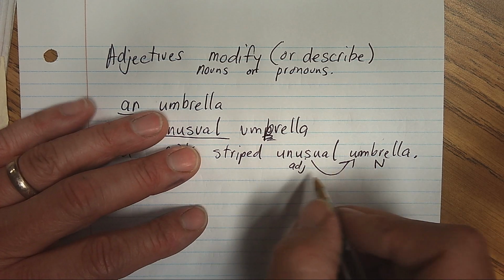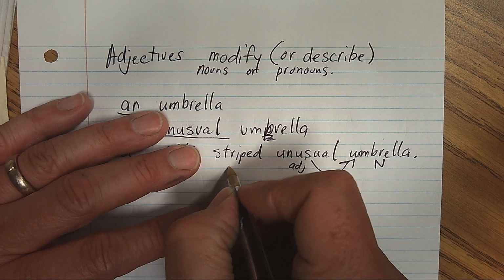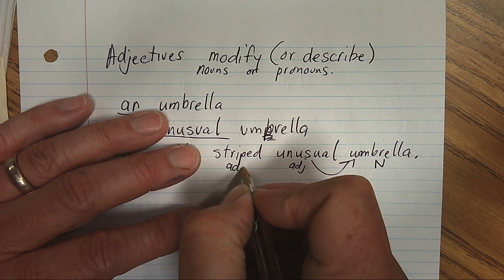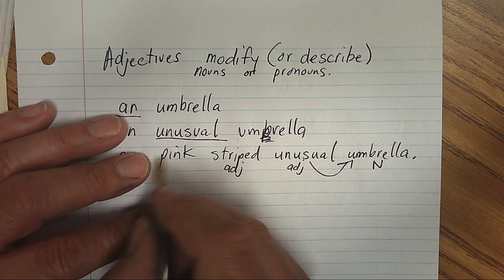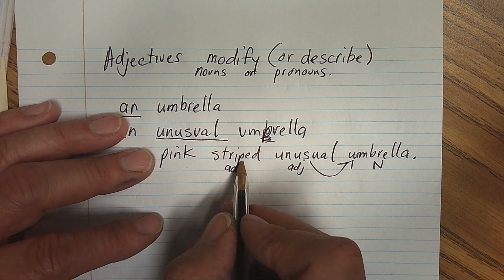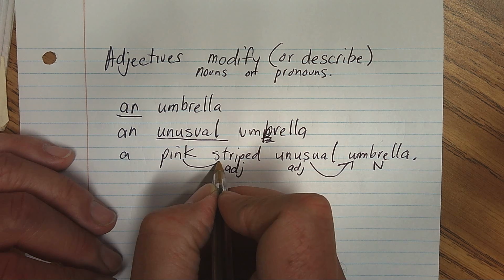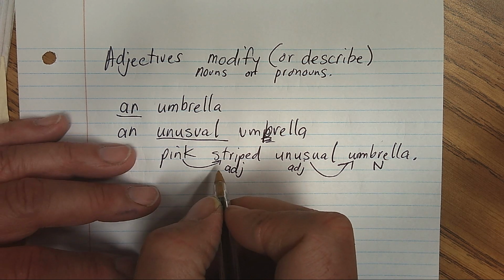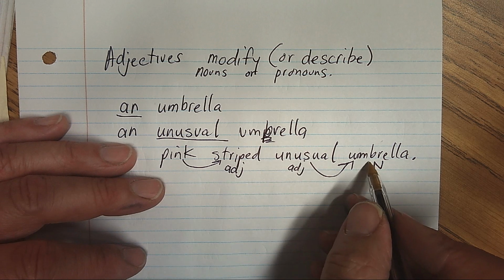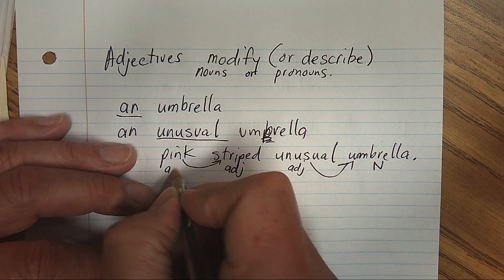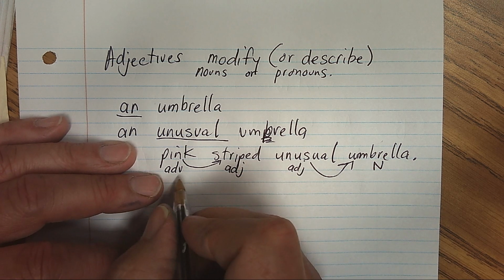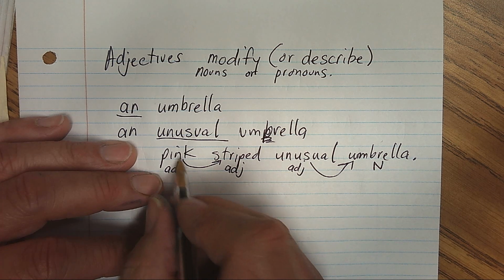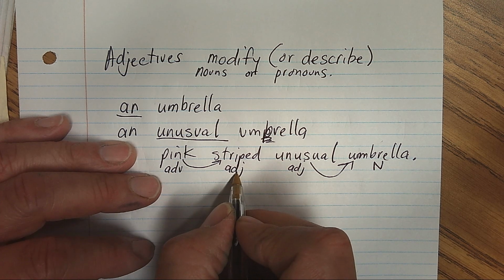Is it a striped umbrella, or is it a striped unusual? The striped describes the umbrella. Pink umbrella, or is it a pink striped umbrella? Well, the pink describes the stripes. Some of the stripes are not pink, so it's not like the whole umbrella is pink. So this is actually an adverb, because adverbs modify not only verbs, but they also can modify adjectives and other adverbs.